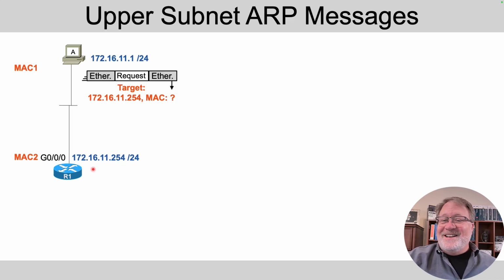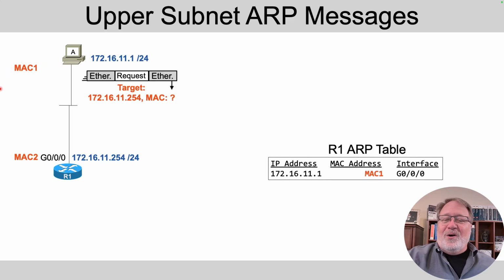But first, it turns out that this ARP request, it has a target field, who it's looking for, but it also has a sender field with both the IP address and MAC address. It identifies host A's IP address and MAC. So R1, when it receives this ARP request, it learns A's IP address and MAC, puts it in its table, designates the interface that it received that ARP request in, gig 0/0/0, and it builds its ARP table based on the ARP request. Pretty cool, huh? So there it is. R1 has learned.